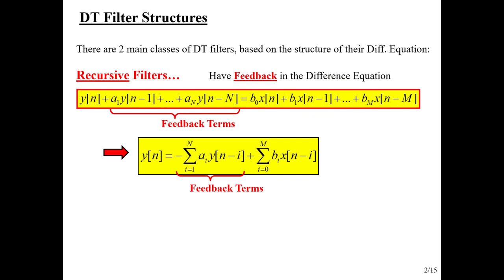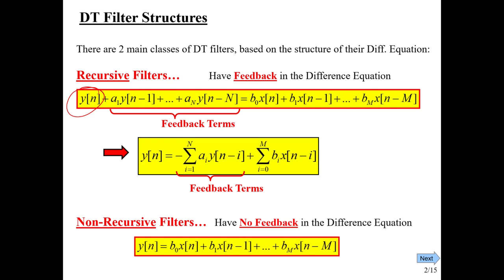There's also sometimes the case that the most advanced term is not n, but maybe n plus 1 or n minus 1 or something like that. We can always re-index this. I don't show that explicitly here, but I do cover that in my signals and systems class. Okay, so that's recursive filters.